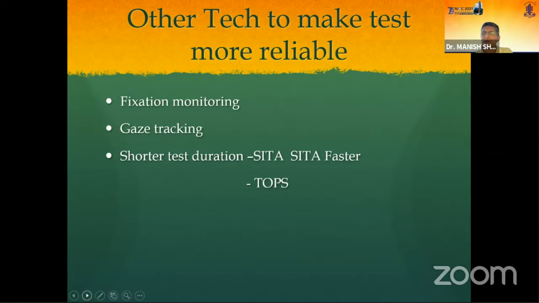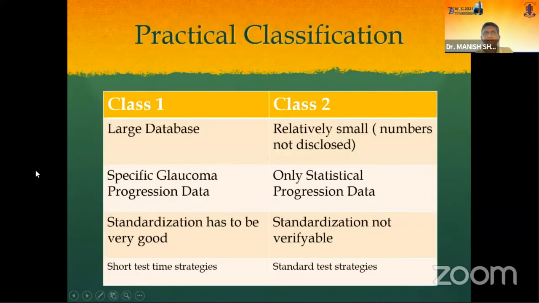Then there is other hardware which goes into the machine, which makes the test more reliable. There is fixation monitoring to make sure that the patient's eye is not roving here and there. There is gaze tracking, which also does that. And there are shorter test duration strategies available, which are smart because they have used analysis and data to make the test go faster. So there is SITA Faster, and TOP, which is there in Octopus. These tests are more intelligently designed using computer software to reduce the test time.